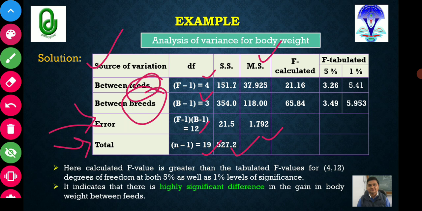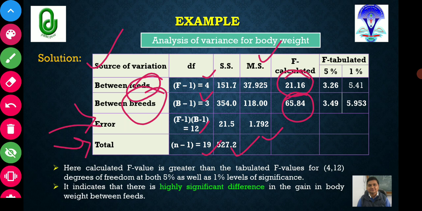Now with this you have to calculate the F value. How? F value will be calculated by dividing the mean sum of squares by the error variance. Feed mean sum of squares divided by error variance, then breed mean sum of squares divided by error variance. So these are the F values.